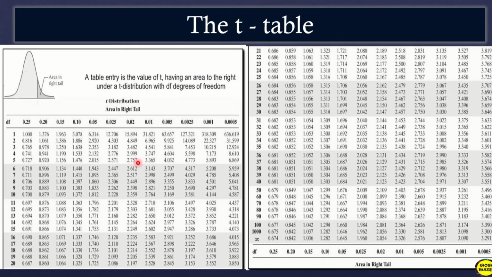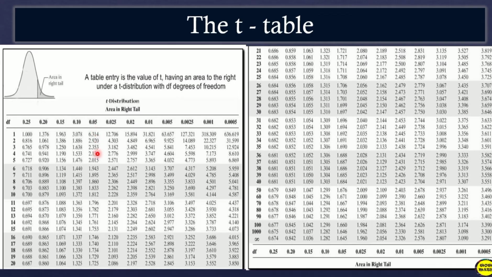Okay, so ganun natin gamitin yung t-table natin. So kapag kukunin natin yung area in the right tail of the t-distribution with 5 degrees of freedom, the answer is 2.757. So similarly, kapag kukunin natin naman yung area to the right tail of a t-distribution with 10 degrees of freedom, corresponding to the t-value of 1.812, the answer is 0.05.